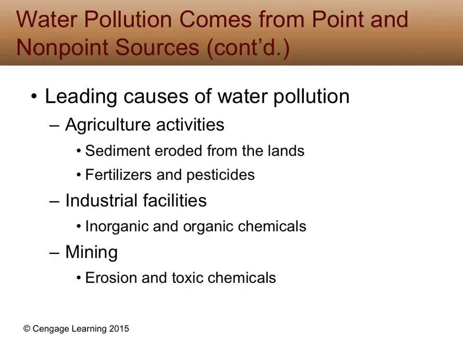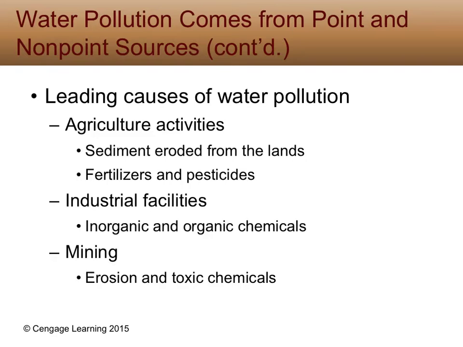So again, leading causes of water pollution, agriculture. Number one, the sediment is eroded from the public lands when it rains or floods. Fertilizer and pesticides are included. Industrial facilities, we get lots of heavy metals, we get lots of organic chemicals that are used. Things like gasoline. Gasoline is an organic chemical. Organic is also things like oil.